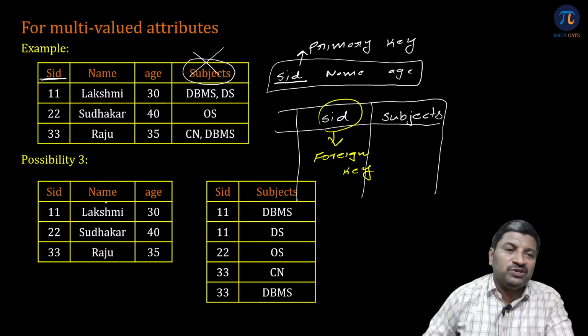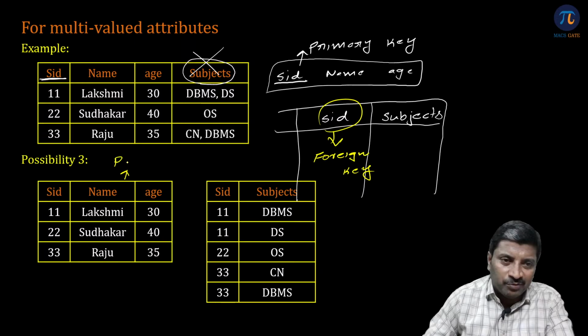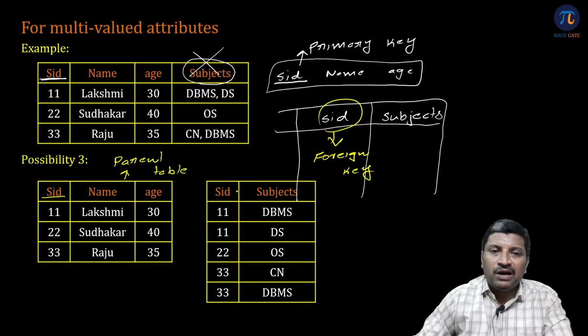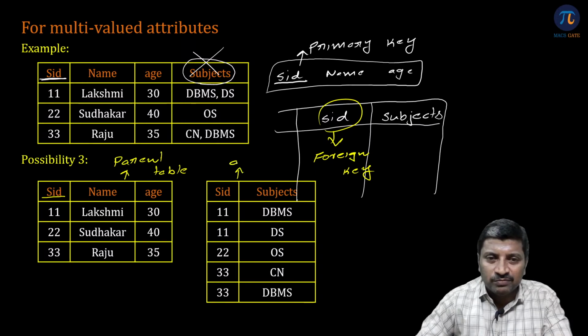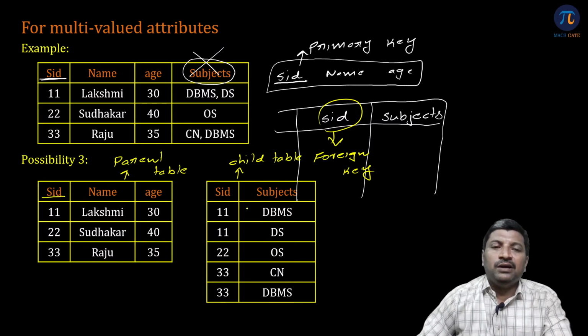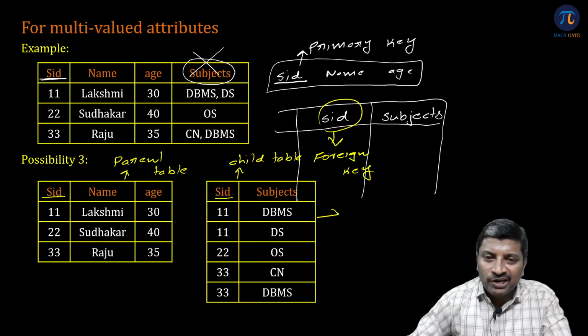So we create tables SID, name, age. So this is our original table or the parent table, in which the first attribute is SID. And we created this one as a child table. Okay. And this is our foreign key. Clear, sir?